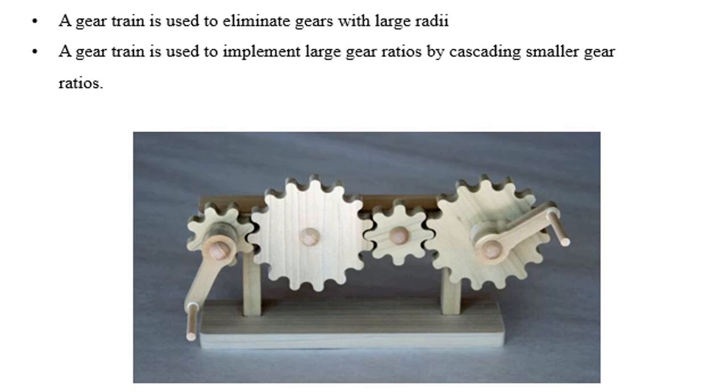Dear students, now we will start gear train. A gear train is used to eliminate gears with large radius, or a gear train is used to implement the gear ratio by cascading smaller gear ratios. In this, replacement of a large radius disk with multiple small radius gears requires that the gear ratio must be the same. In the figure, a gear train is represented.